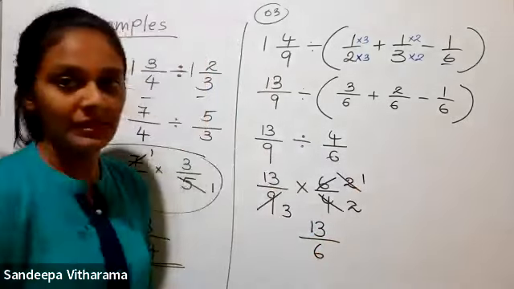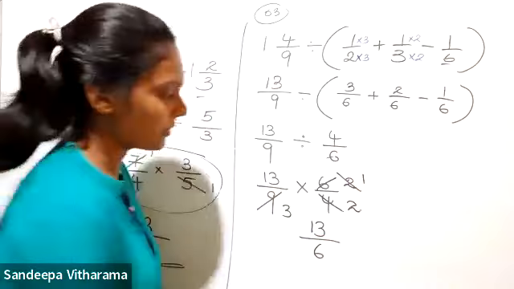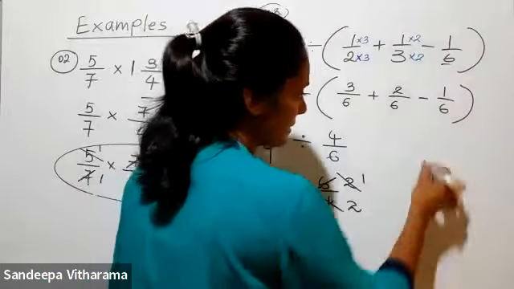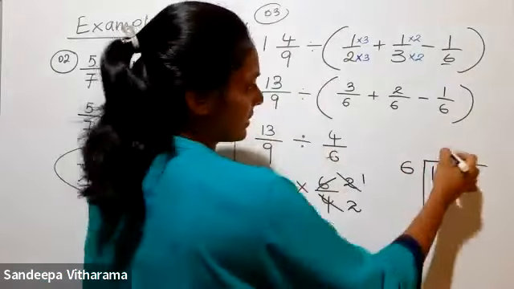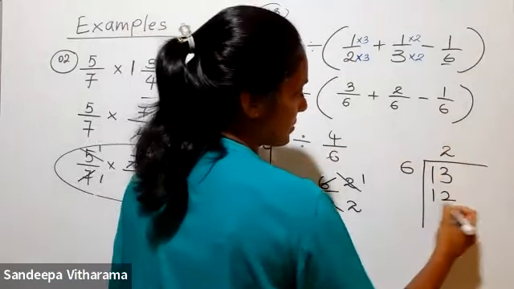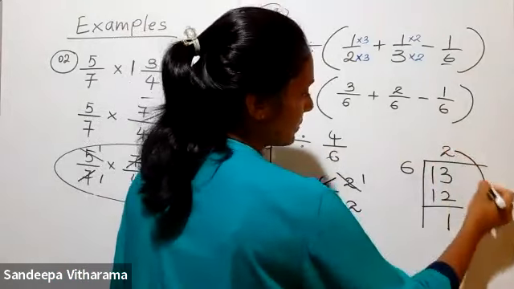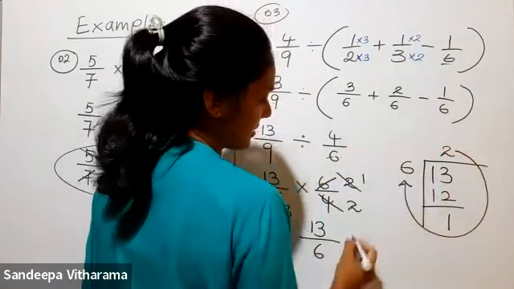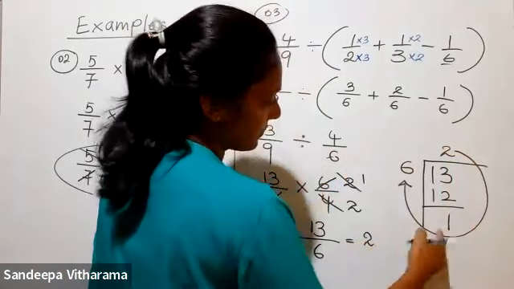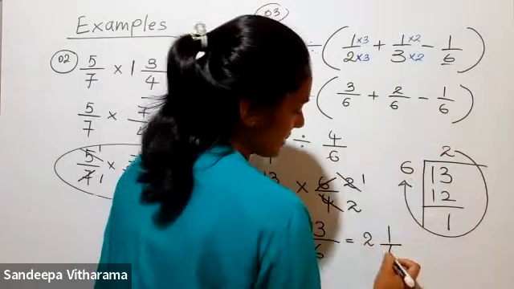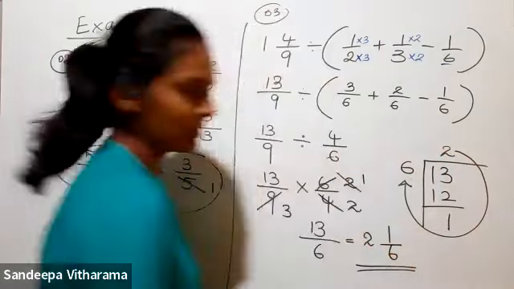Look at here. It is an improper fraction. So you have to convert this into a mixed number. 2 into 6, it is 12, is 1. So when you write, you can write it like this. Then it is 2, then 1, then 6. Okay? 2 and 1 upon 6.